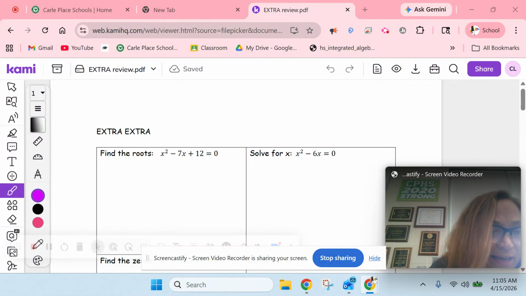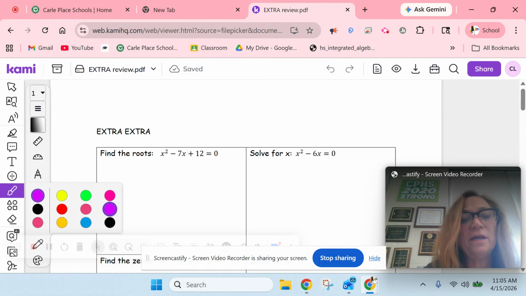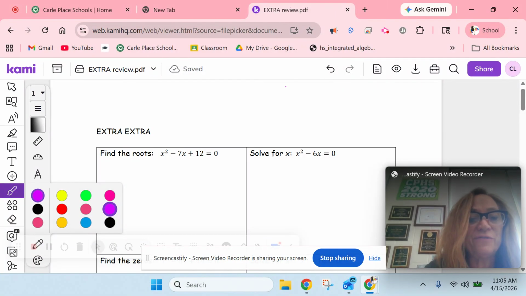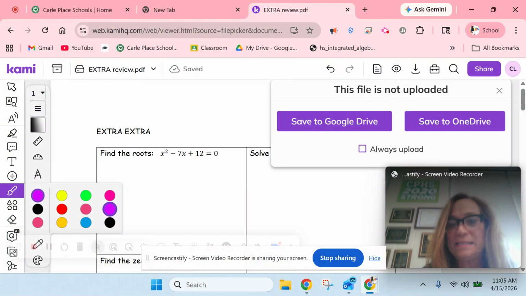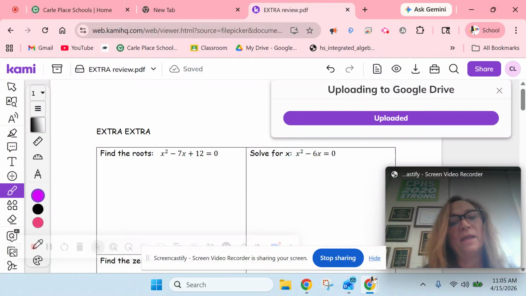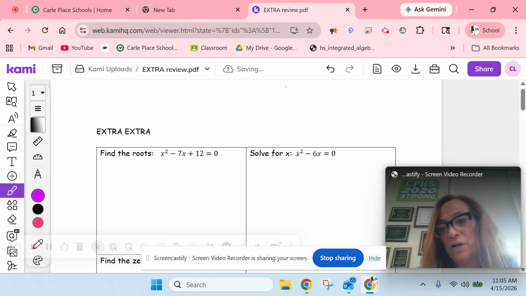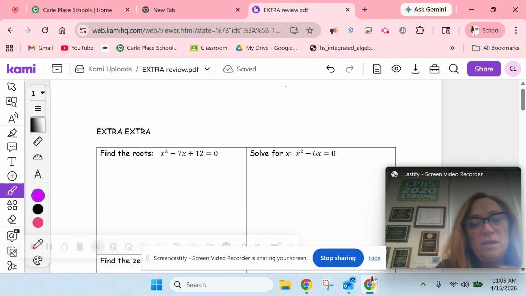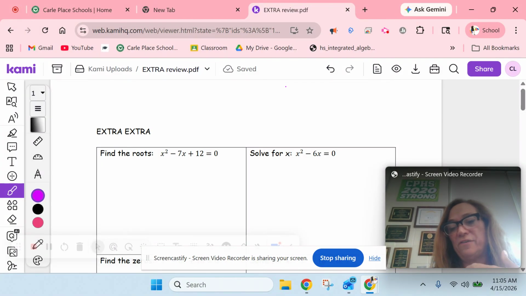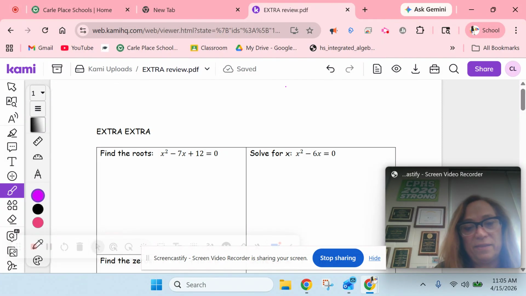It's review time. Okay, so I'm going to go through each of the problems in a different way so that you can see them more than one way. When you're solving it, I would always go for the idea of trying to factor first, because if you can factor, it's just going to make it easier. So find the roots, solve for x, find the solutions, find the zeros. It's basically all meaning the same thing.